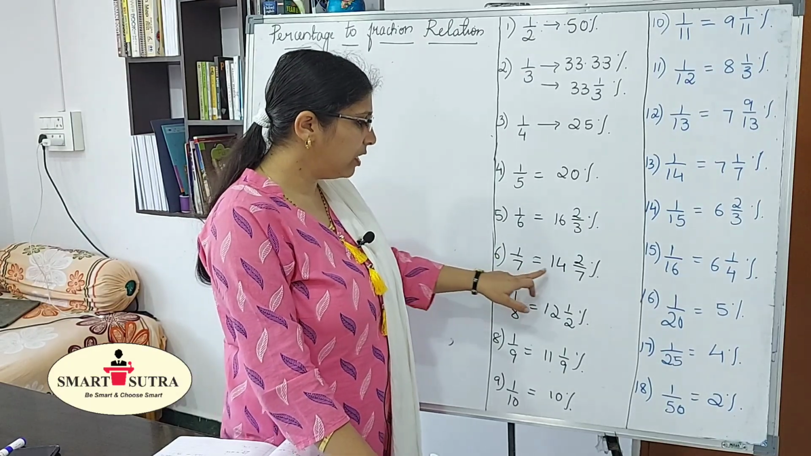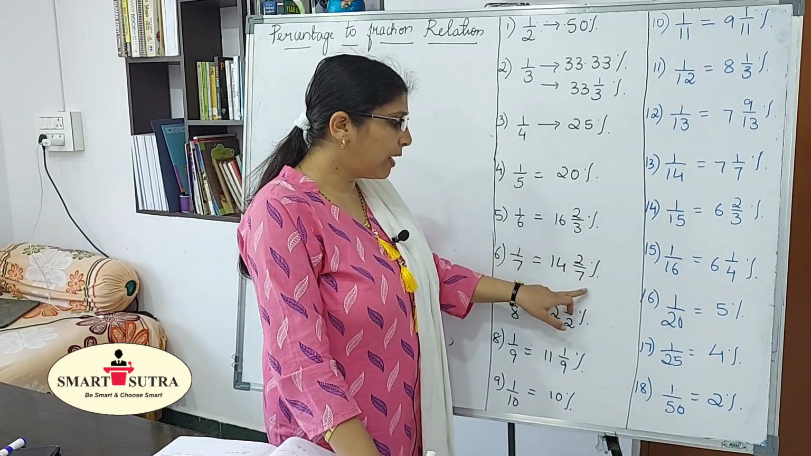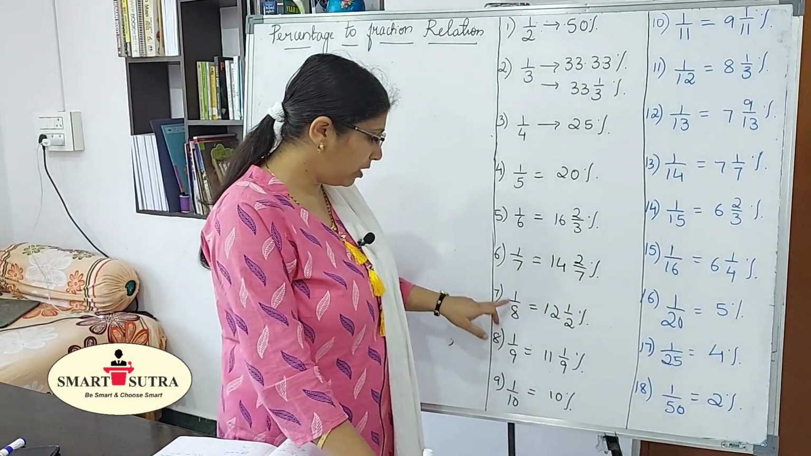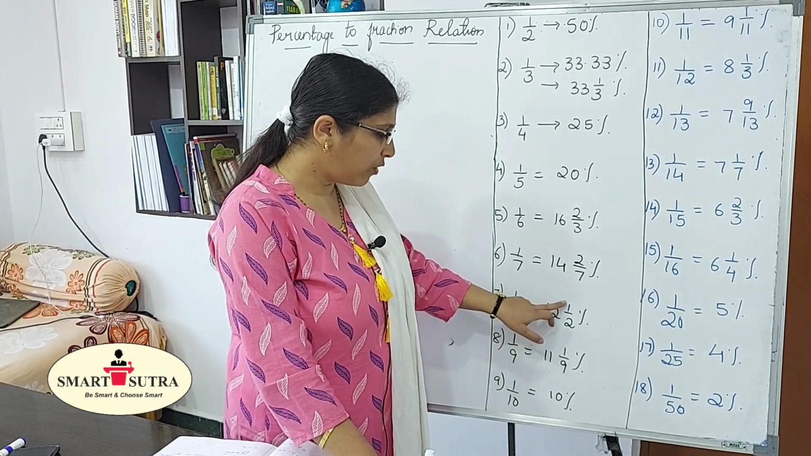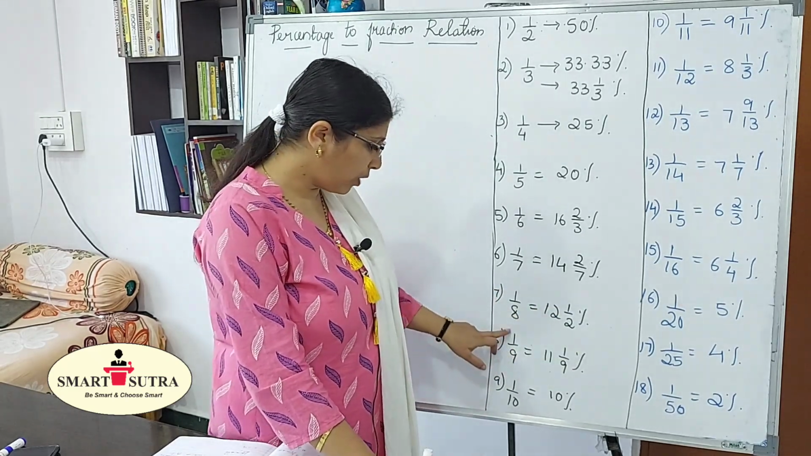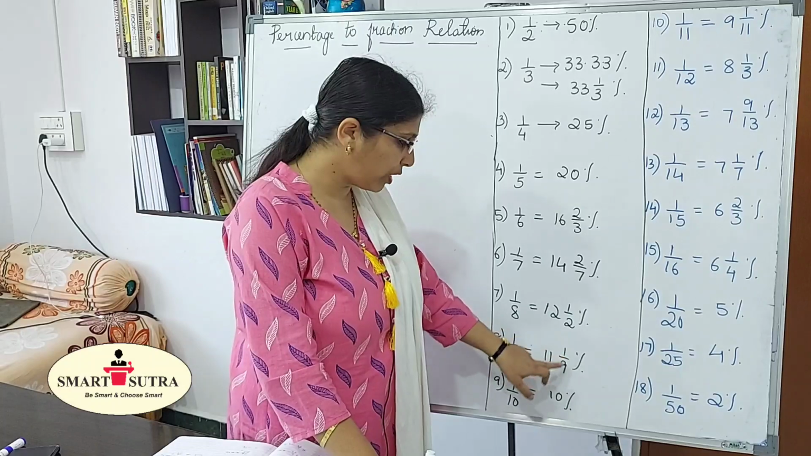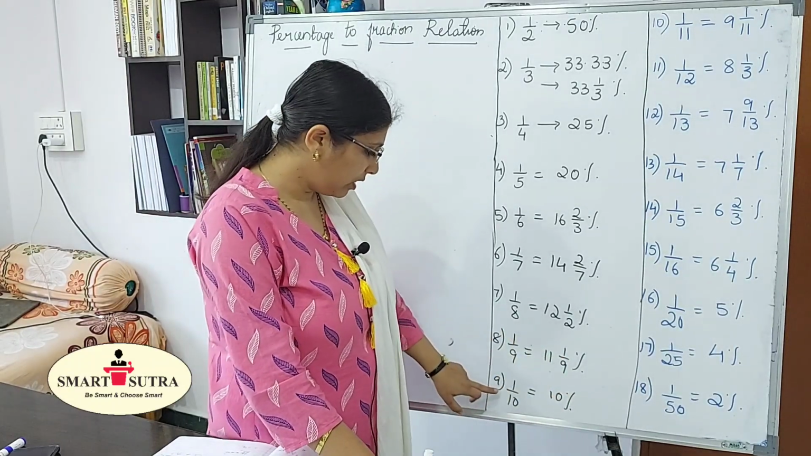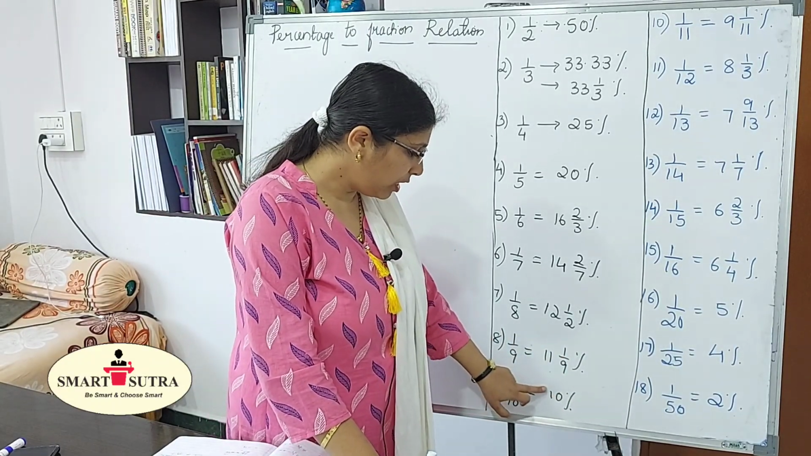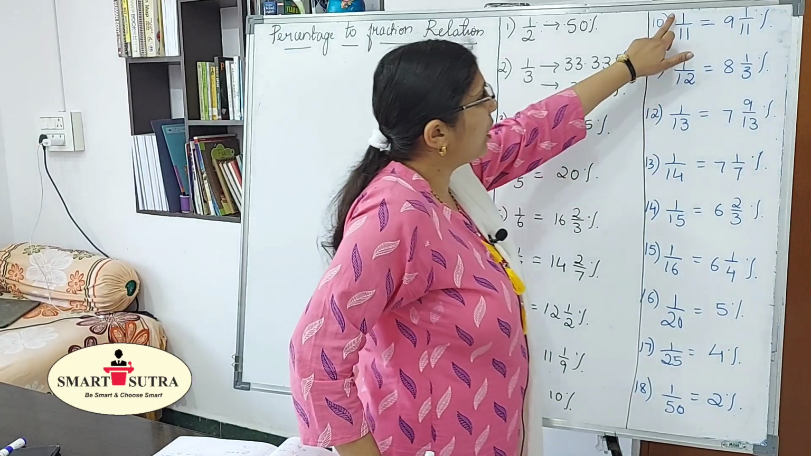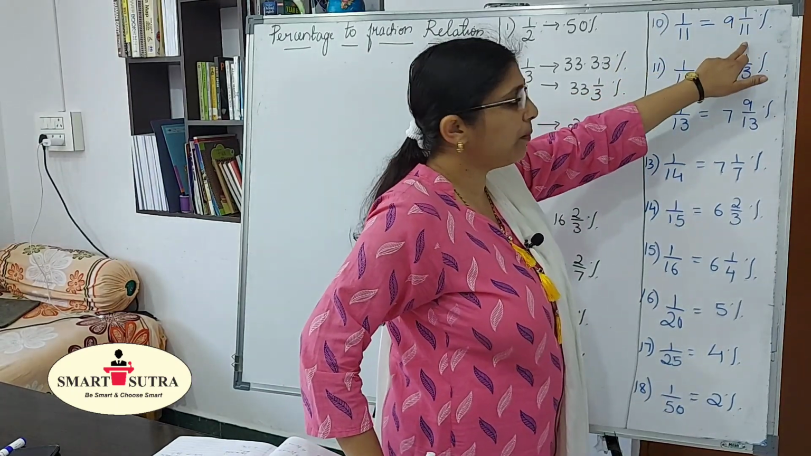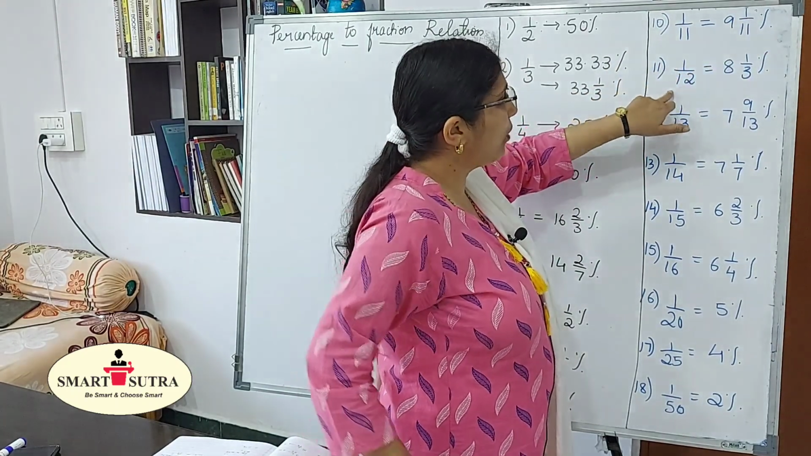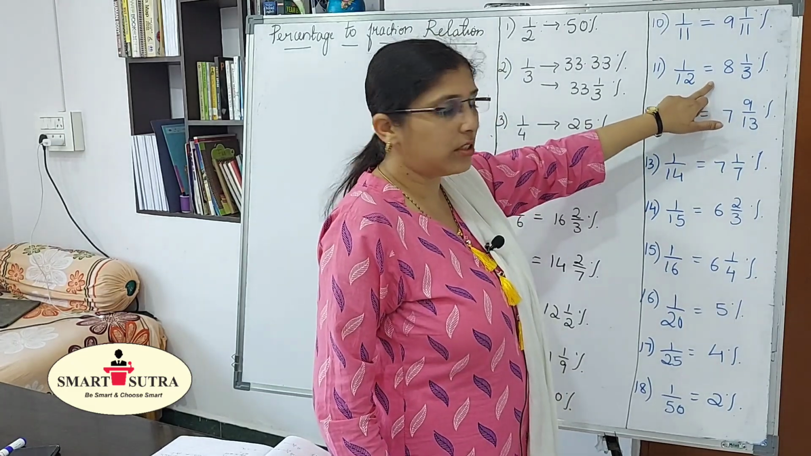1 by 7 is equal to 14 2 by 7%. 1 by 8 is 12 1 by 2%. 1 by 9 is equal to 11 1 by 9%. Then 1 by 10 is equal to 10%. 1 by 11 is equal to 9 1 by 11%. 1 by 12 is equal to 8 1 by 3%.